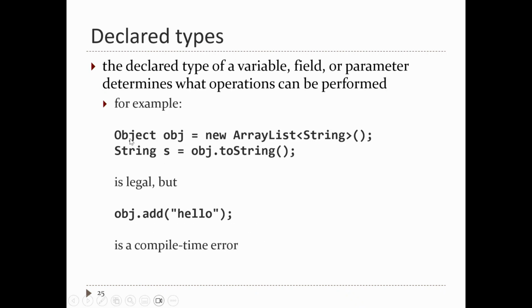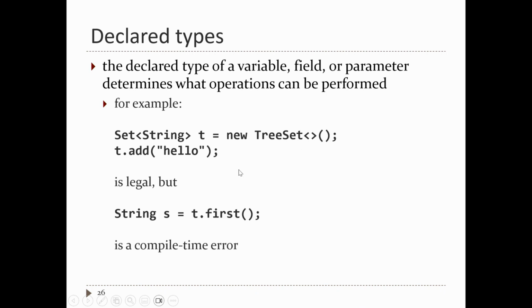So the declared type determines what you can do with the variable. Here's another example. Here I've got a set T. I've said that T is a set. On the right-hand side, I said that T refers to a TreeSet. So can I use T to call add?